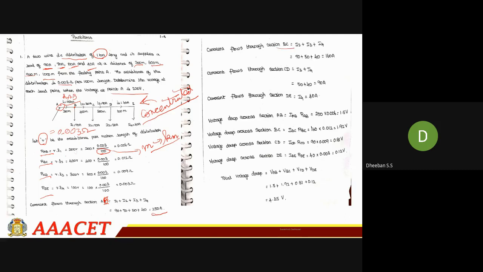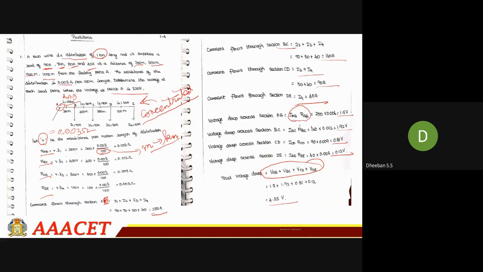Then from B to C you have to subtract your I1. If you're subtracting I1, you'll be getting 160. That is nothing but 90 amps subtracted from this. Then for the current flow through the section CD, you will be subtracting your I2, so you'll be getting 90 amps. Finally, DE will be 40 amps. For the voltage drop, it is nothing but I into R. The normal Ohm's law will be applied. So these are the voltages you will be getting. For the total voltage drop, you have to add all the things. So the total voltage drop will be around 4.35 volt.